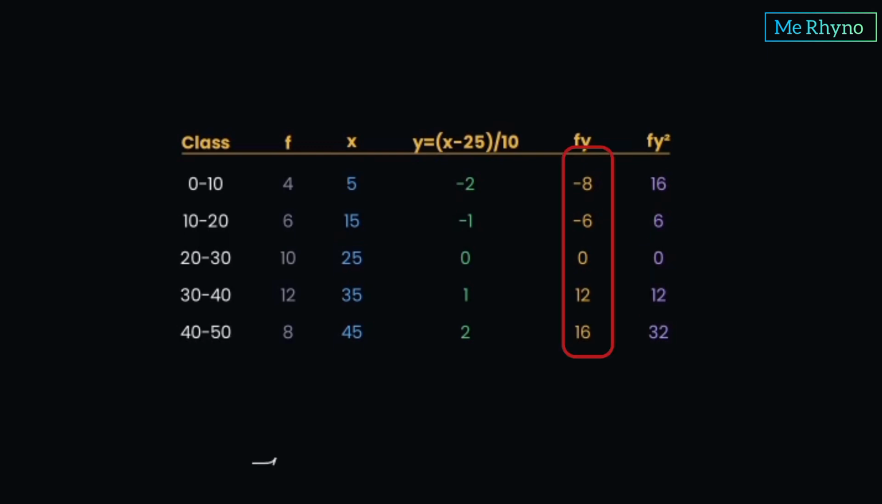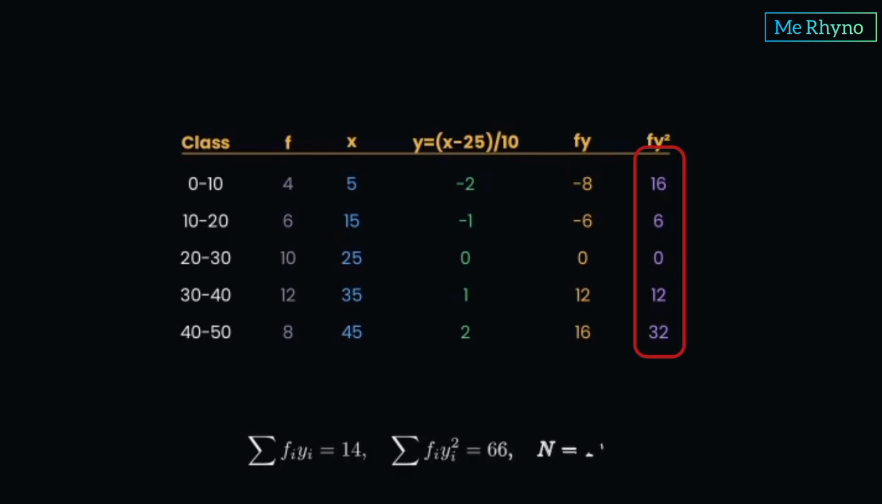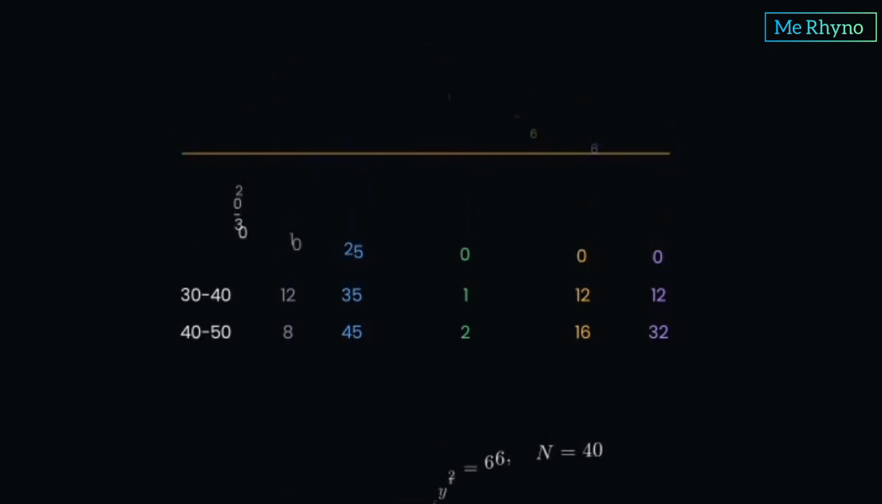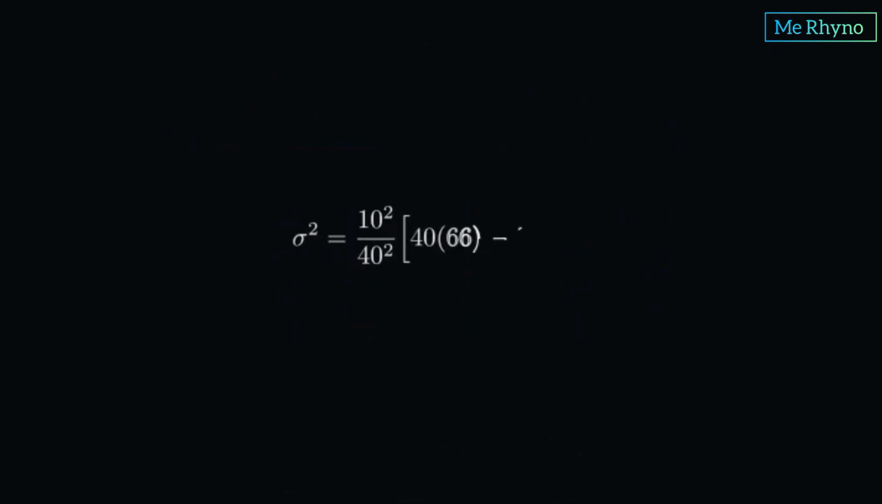The summation of fy is 14. The summation of fy squared is 66. Then n is the total frequency, and it is basically 40. Substitute the values in our formula and we shall have sigma squared being equal to 10 squared over 40 squared, in bracket, 40 multiplied by 66 minus 14 squared. And using our calculator we get this as 152.75 as our variance. To get the standard deviation we get the square root and it is approximately 12.36.